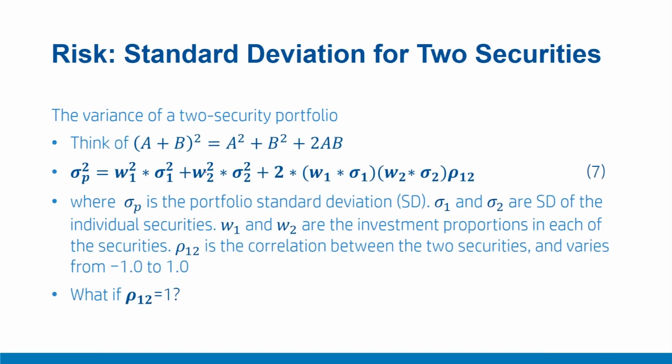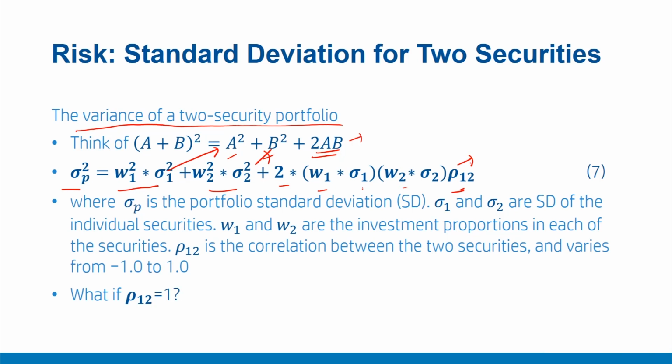Now, let us consider the variance or the risk of a two-security portfolio. Let's remember the very simple formula for (A plus B) raised to the power 2, which is A square plus B square plus 2AB. The risk of a two-security portfolio can be easily understood with this formula: sigma P square is W1 square sigma 1 square, corresponding to A square, plus W2 square sigma 2 square, corresponding to B square. And for 2AB, we have a very similar term, which is 2 times W1 sigma 1 into W2 sigma 2 into rho 1 2.